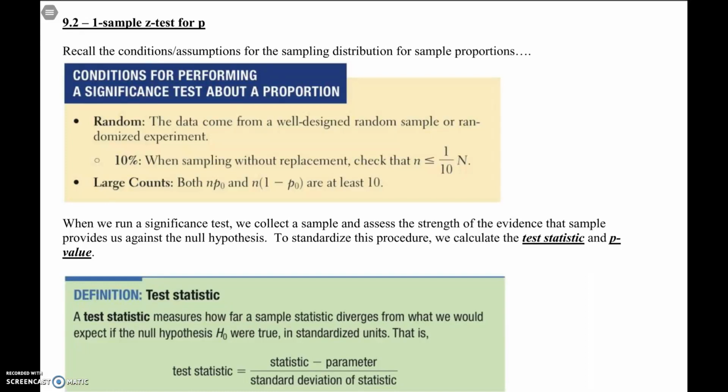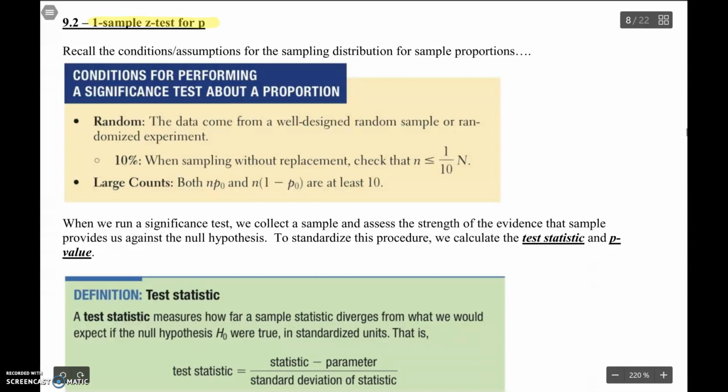In section 9.2, we're going to learn how to run our first significance test or hypothesis test. It's called a one sample z-test for proportions, or for a proportion, or for p. First, let's review the conditions and assumptions for the sampling distribution for sample proportions. We talked about this pretty extensively last chapter.